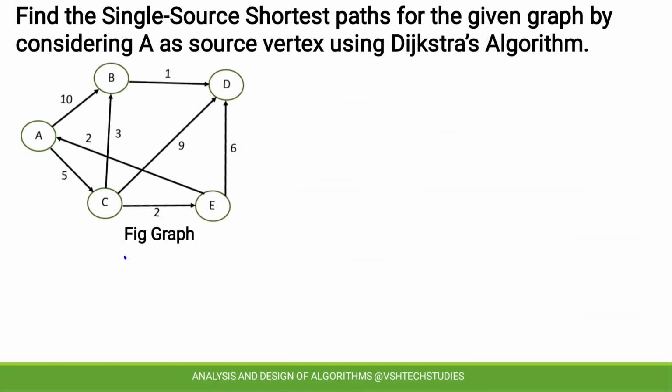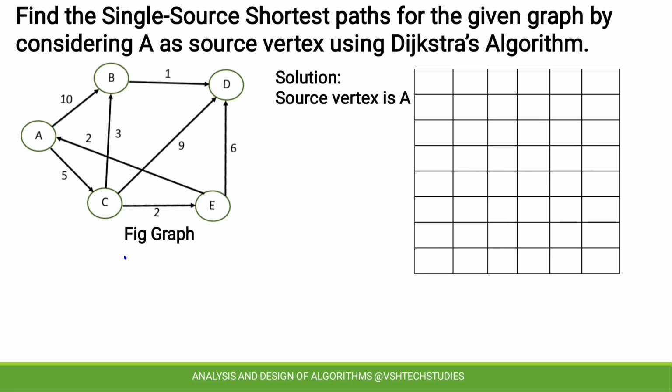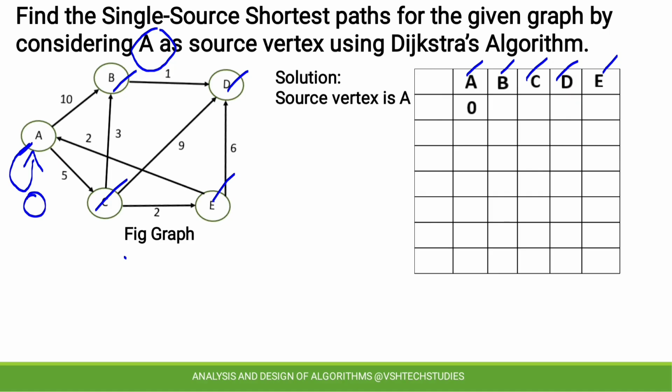Now we'll solve for shortest distances and shortest paths from source vertex to other nodes using Dijkstra's algorithm. First we have to draw this table. In this we'll fill all the vertices. Here the vertices are A, B, C, D, E. They are filled as column names in this table. Since A is taken as the source vertex, A to A the distance will be 0. That is what is taken here. But for other nodes at the start it is taken as infinity.